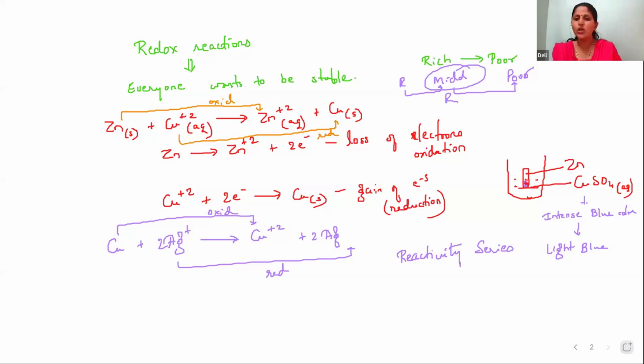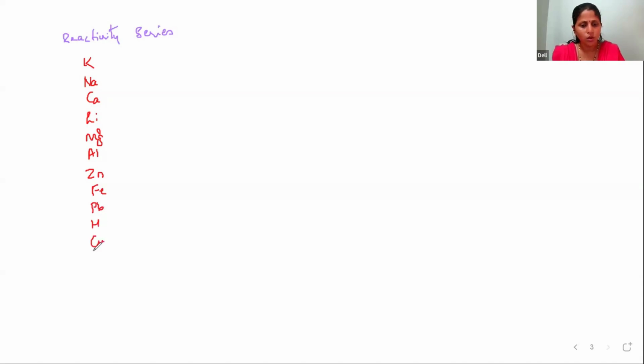That is, who is having more electrons, who can donate electrons, and who can receive electrons. So this is the reactivity series. You have used this in most of the cases; you should be knowing this. What comes in the reactivity series? At the top, you have potassium, sodium. I'll write the series. Then you have calcium, lithium, magnesium, then aluminium, zinc, iron, lead, then hydrogen, copper, silver, and gold.